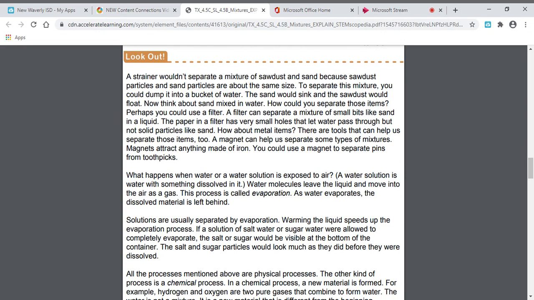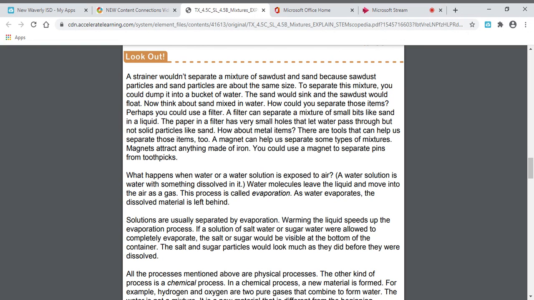A strainer wouldn't separate a mixture of sawdust and sand because sawdust particles and sand particles are about the same size. To separate this mixture, you could dump it into a bucket of water. The sand would sink and the sawdust would float.